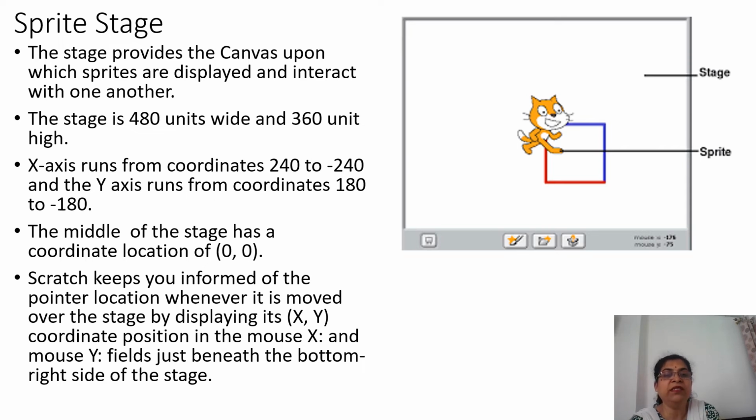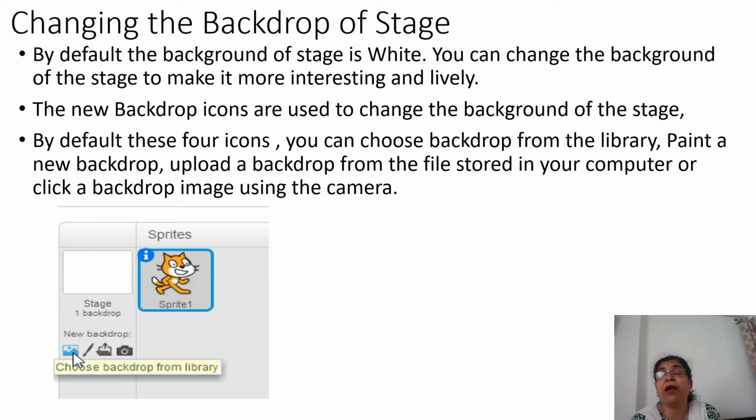Now next is changing the backdrop of the stage. Backdrop is the background of the stage that we can change. By default, the background of the stage is white. You can change the background of the stage to make it more interesting and lively. The new backdrop icons are used to change the background of the stage.